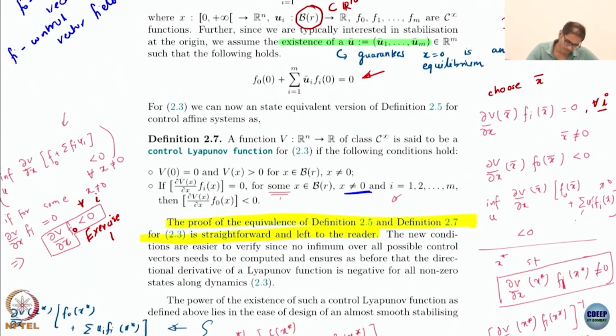The next one is if the contribution of the control terms is 0, then we want the drift vector term to be strictly negative for all non-zero states. At the 0 state this can be 0, no problem. Nobody cares because you are already at the equilibrium. But when the state is non-zero, this has to give a negative contribution. This is the requirement for a CLF. So let's keep that in mind when we try to design.